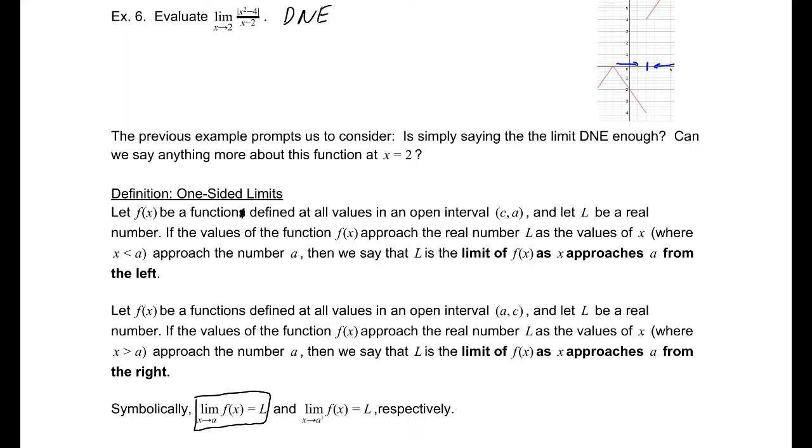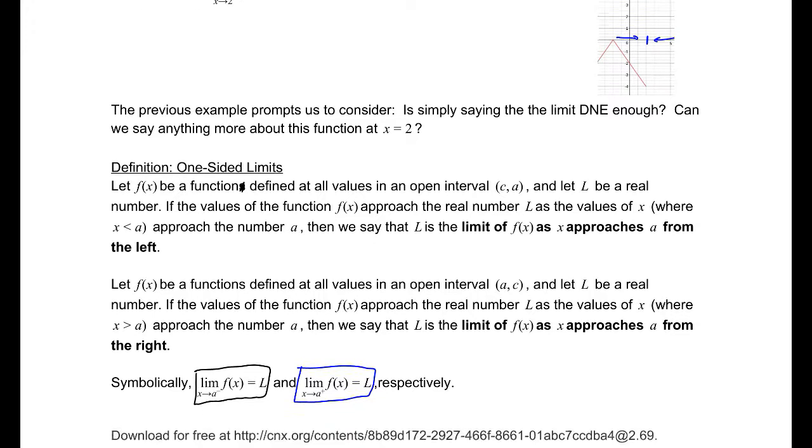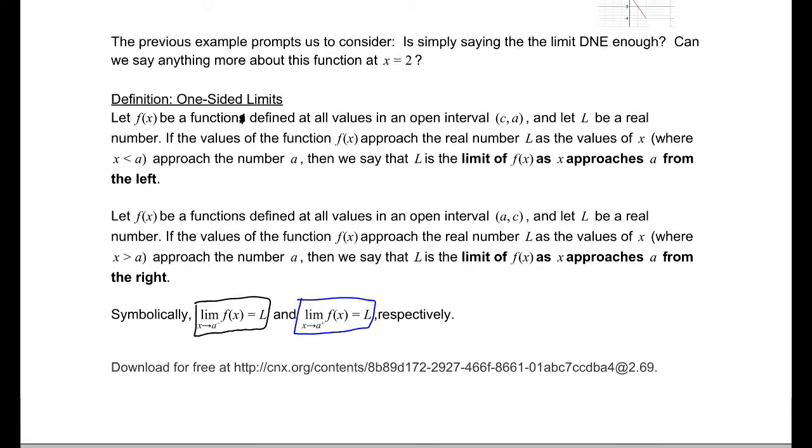Now you may not see it, but it is this little minus sign right here that is saying we are coming from underneath the value of a. And we have a similar idea for the limit from the right, and that is there's a little plus sign right there indicating that we are coming from above the value a. So we can have a limit from the left and a limit from the right. All right, so let's look at some examples.